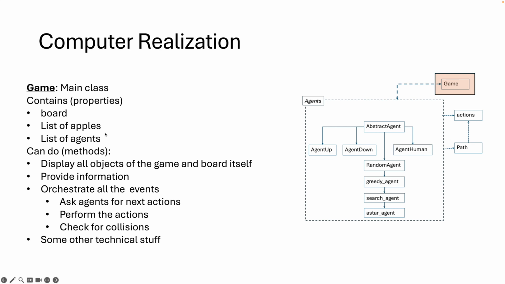Things that this class can do are, first of all, it should be able to display all objects of the game and the board itself. Then it will be able to provide information to the agent, and the main part, it orchestrates all the events, meaning that it asks the agent for the next action, performs this action, and finally checks the current situation for collisions and removes dead agents from the game. There is also some technical stuff.